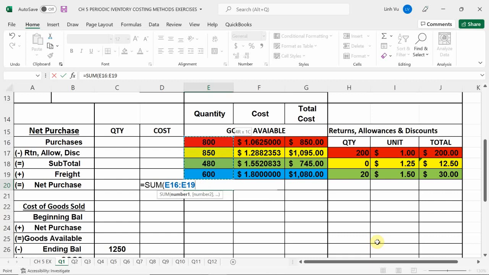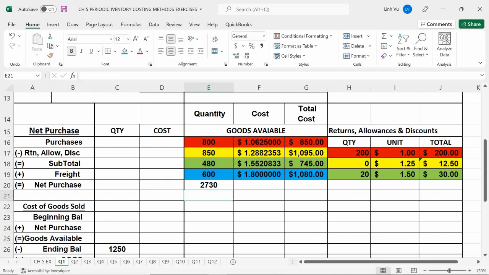I also should be calculating my total goods available. I got my grand total goods available to be 800 plus 850 plus 480 plus 600, which gives me a grand total of 2,730 units at a total grand cost of $3,770.